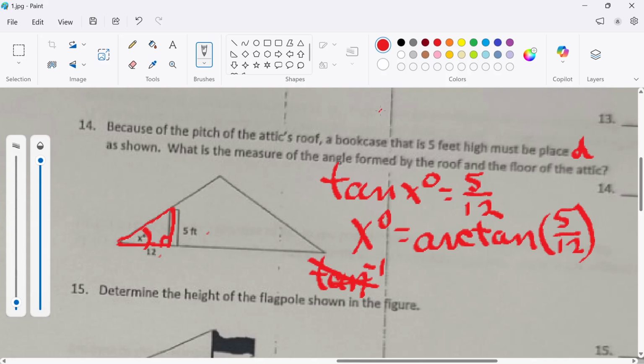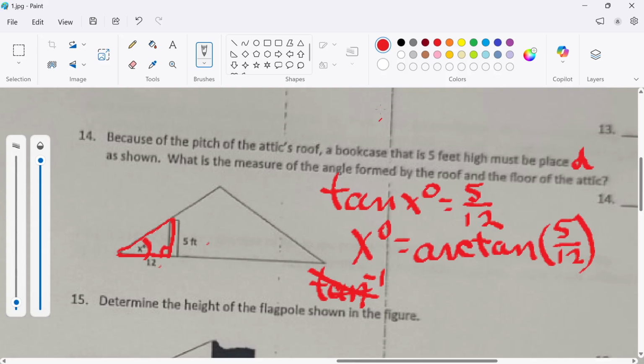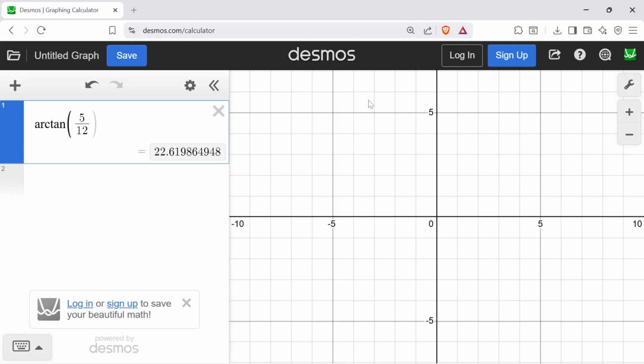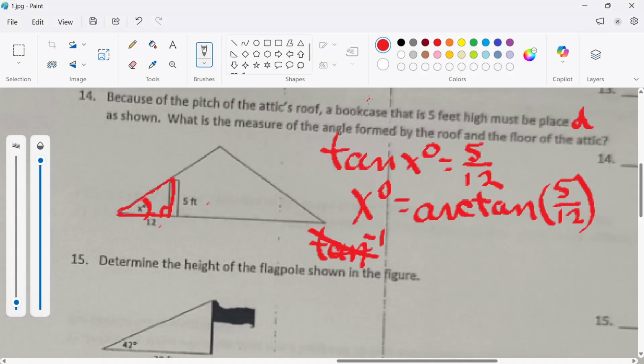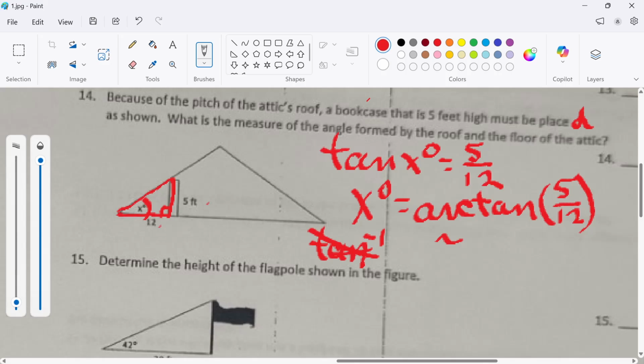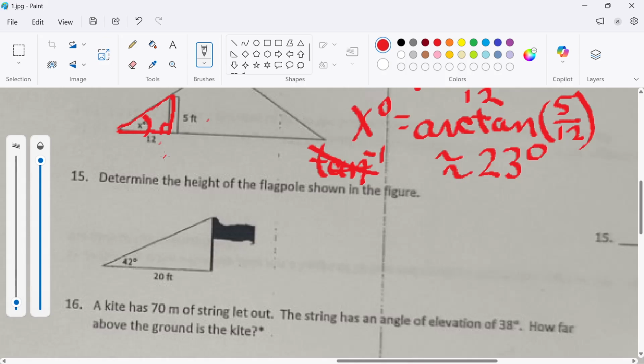It doesn't say, there's nothing there about rounding if there is an instruction to round it that way. I'm going to round it to the nearest whole degree because everything, it's 5 feet, 12 feet. So I'm going to do 23, approximately, 23 degrees.